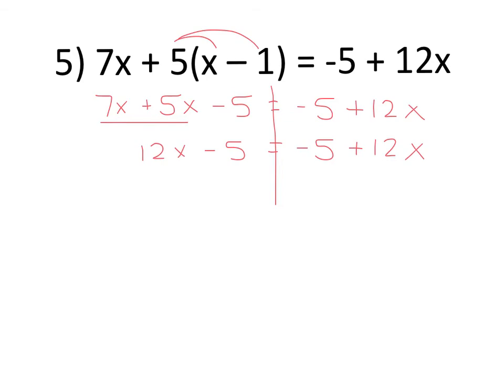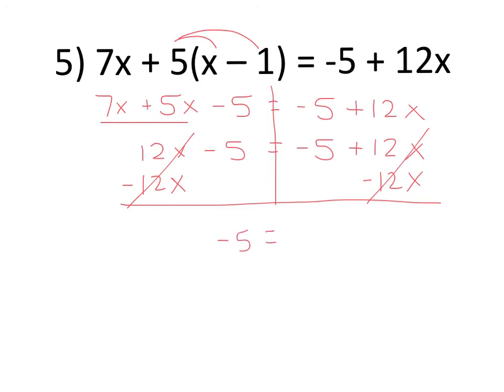Okay, and so now that I've got that done, I'm going to go ahead and I'm going to move x's and get them together. So I'm going to move them side to side. So I'm going to subtract 12x. And in this case, when I do this, this guy goes away and this guy goes away. So all we have left is negative 5 equals negative 5. That's okay. Negative 5 equals negative 5. That's an answer. And it's called all real numbers.